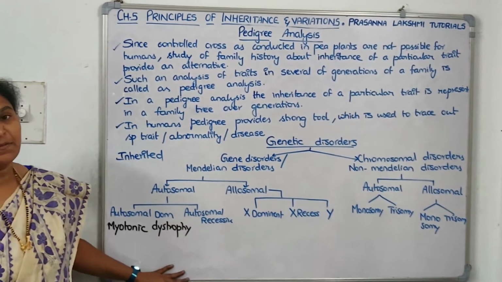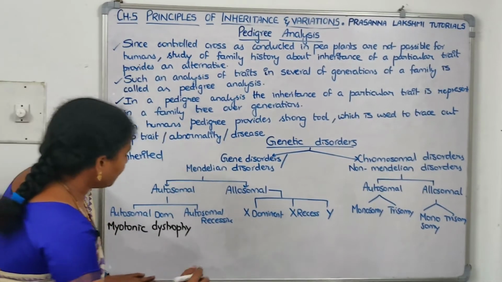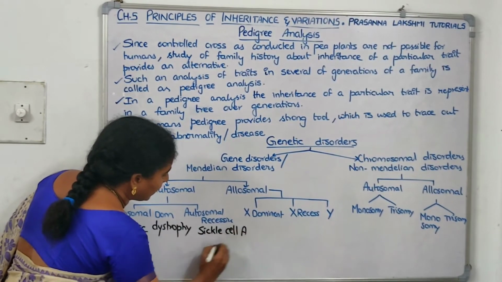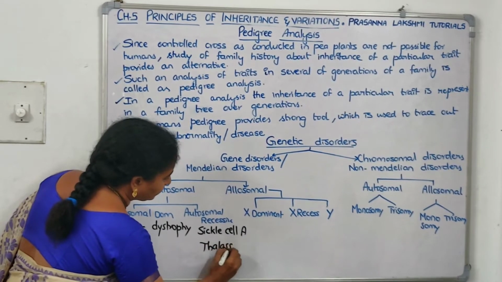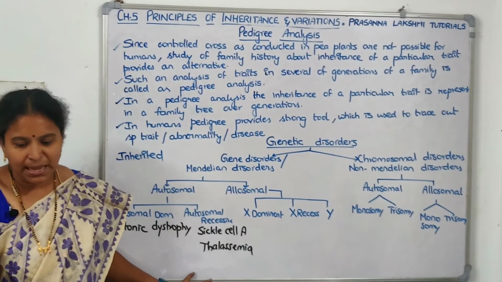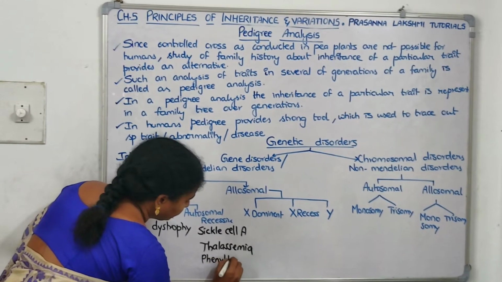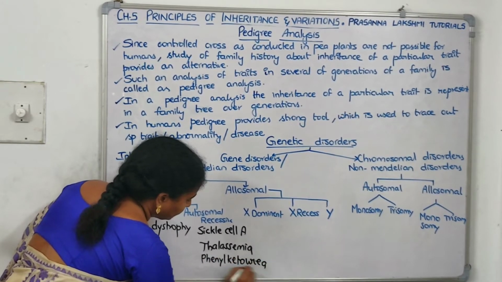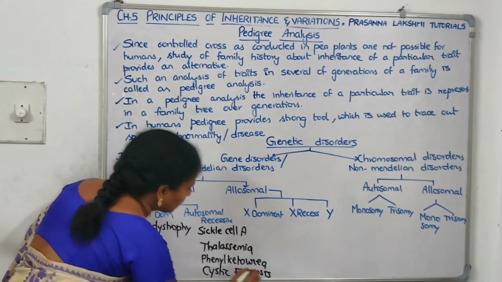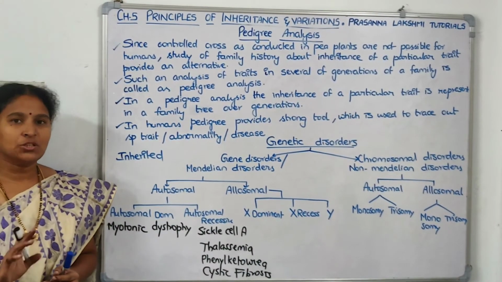Coming to autosomal recessive, the examples are sickle cell anemia, thalassemia, phenylketonuria, and cystic fibrosis. These are examples of autosomal recessive. So memorize the examples of each disorder carefully.